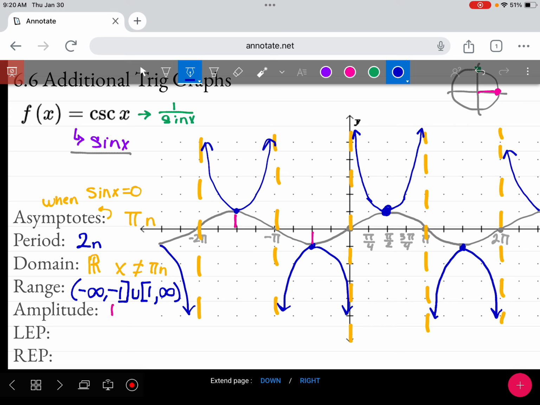Because my neighbor came in and was like, oh, we're doing that today too. They're graphing cosecant in regular Precal.